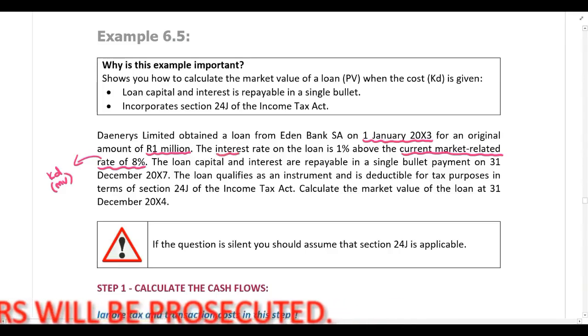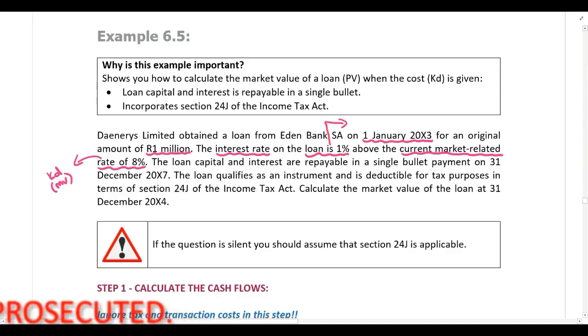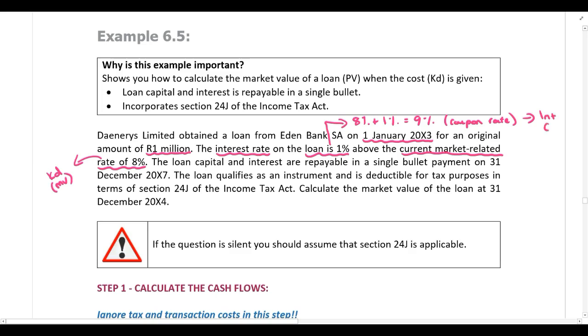Then the interest rate on the loan is 1% above the market-related rate. So the interest rate on the loan is going to be 9%, and that is the coupon rate which we are going to use to calculate our interest cash flows.